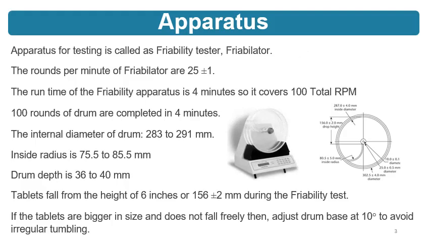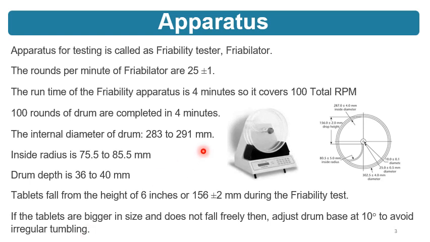The apparatus for the friability testing is known as the friabilator or friability tester. It is made up of a drum which revolves or rotates at a constant speed of 25 rpm, and the test is run for 4 minutes. So in total the revolutions become 100, and these 100 revolutions are completed within 4 minutes, so it becomes 25 rpm. The chamber is made up of transparent plastic, and this is the chamber.